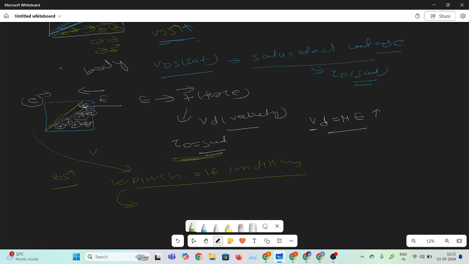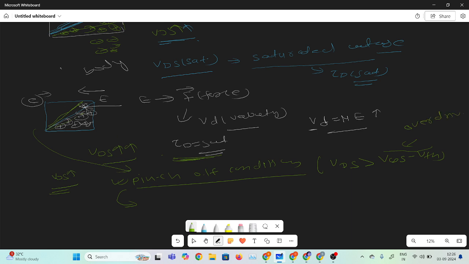If we increase the VDS more and more, the channel is going to be depleted. If we increase the voltage VDS above the VD sat, then this condition is known as the pinch off condition, and the condition is VDS is greater than VGS minus VTH. VGS minus VTH is nothing but our drive voltage.